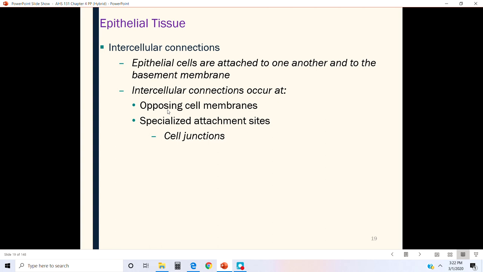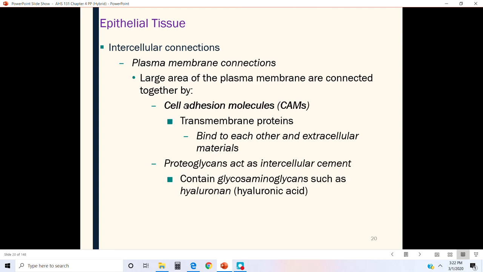These cell membranes are actually going to be connected together, and we'll take a look at what does that in a minute. And then there are also going to be specialized attachment sites known as cell junctions, right? So we're going to take a look at the cell membranes opposing one another, and then we'll take a look at a couple different types of important cell junctions.